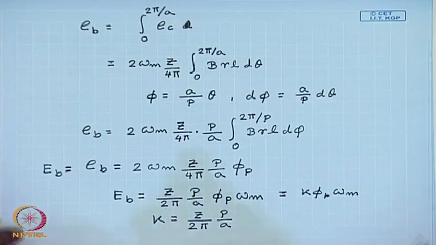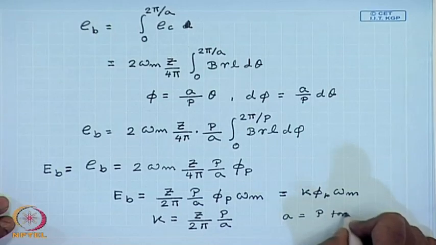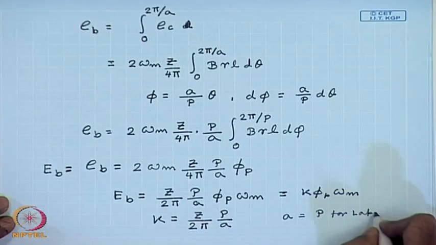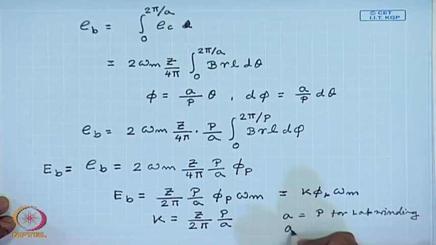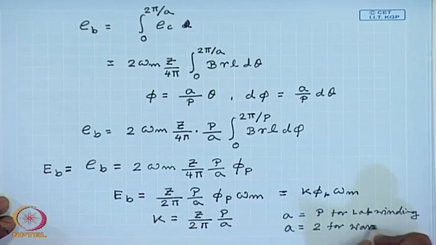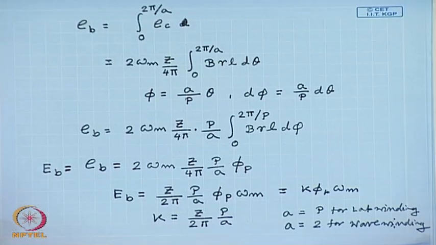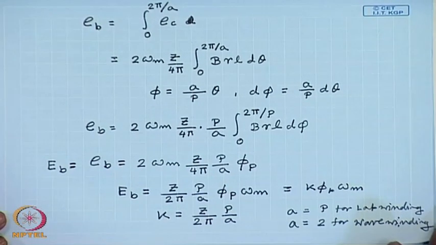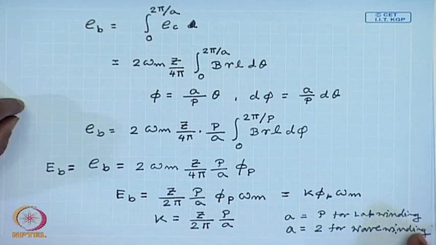Now, A equal to P for lap winding and A equal to 2 for wave winding. There is a slightly different formula for this E b also.